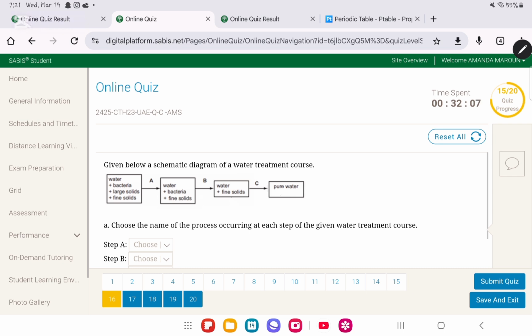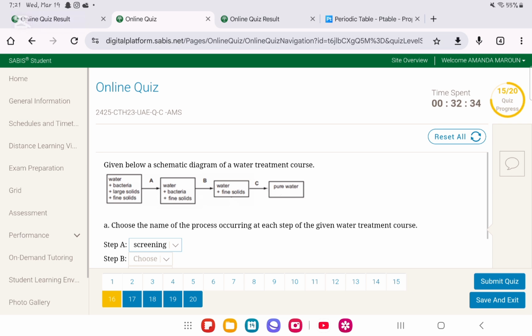In question number 16, we have: choose the name of the process occurring at each step of the given water treatment course. So in step A, we have bacteria, large solids, fine solids, and then it becomes only bacteria and fine solids. So the first step is for sure screening, because you're getting rid of large solids. The second step, we're getting rid of bacteria.